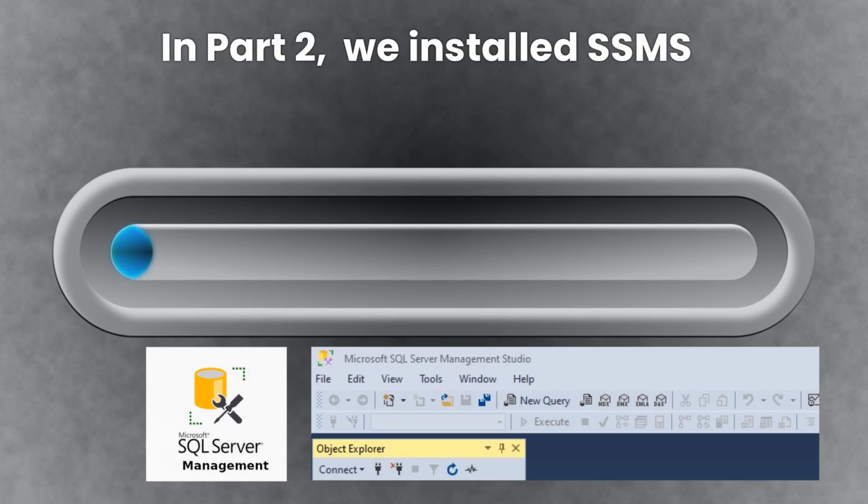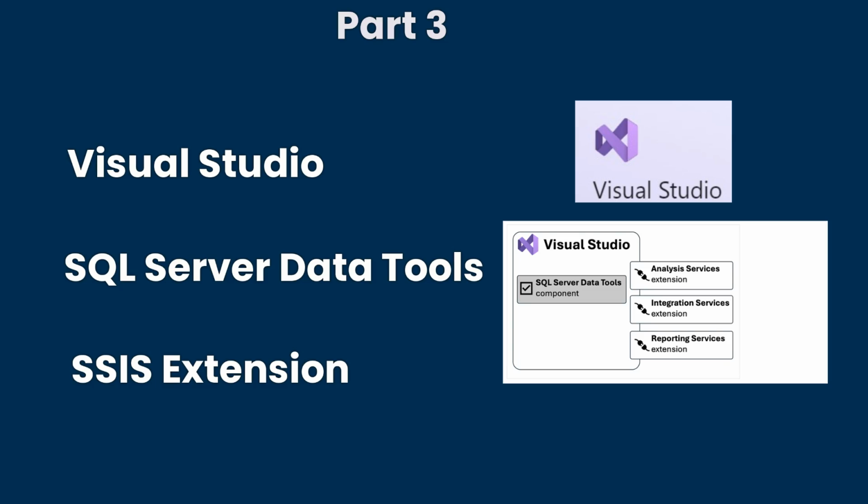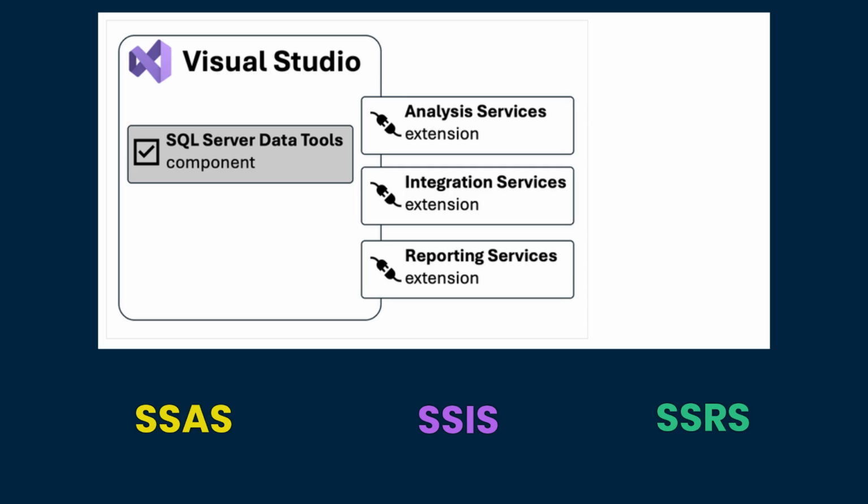If you recall from part 2 of the series, we installed SQL Server Management Studio, which is the interface that allows us to manage and configure the database. In part 3 of the series, we will install Visual Studio, SQL Server Data Tools, SSDT, and then add SSIS extensions. Visual Studio integrates SSDT, which includes SQL Server Integration Services, SQL Server Analysis Services, and SQL Server Reporting Services. This is the last part of the installation process for SSIS.